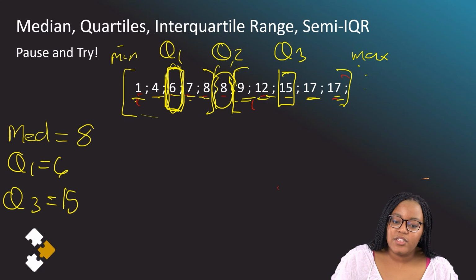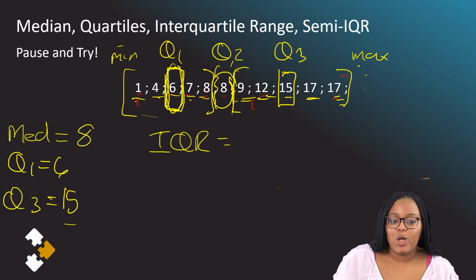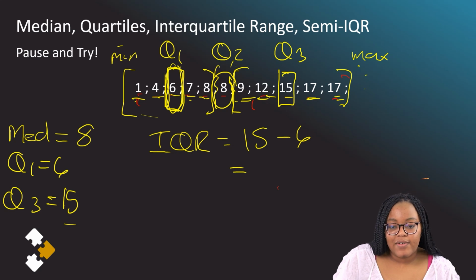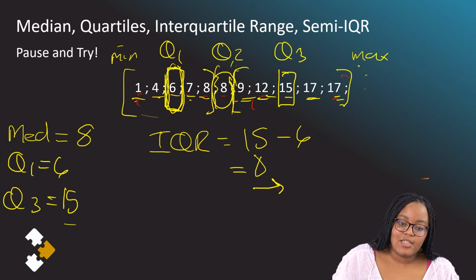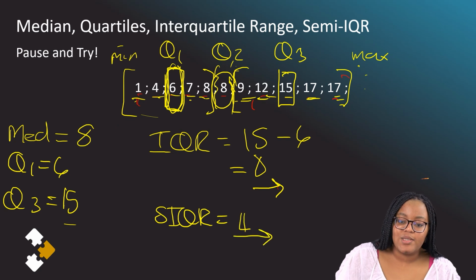Let's calculate our interquartile range in this example. The interquartile range is just going to be the difference between the upper and the lower quartiles. That is 15 minus 6. And that is going to give us a value of 8 for our interquartile range. The semi-interquartile range is half of that, and that's just going to be equal to 4.